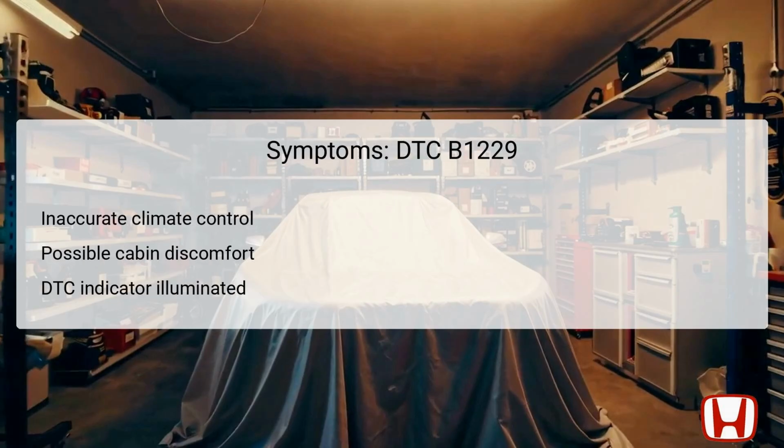The symptoms associated with DTC B1229 can greatly affect the driving experience. One prominent symptom is inaccurate climate control, as the system relies on input from the sunlight sensor to make adjustments. Without a functioning sensor, the climate control unit may not react appropriately to changes in sunlight intensity, leading to discomfort in the cabin. Additionally, drivers may notice the DTC indicator illuminated on the dashboard, signaling that there is an issue that requires attention.